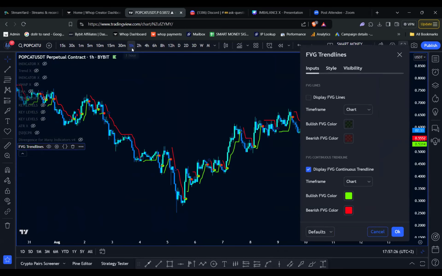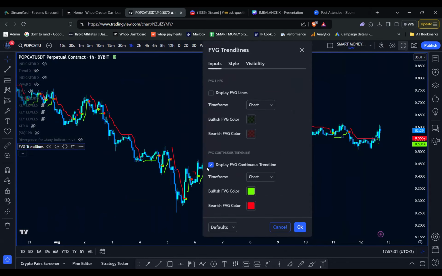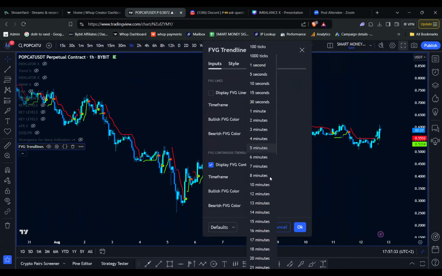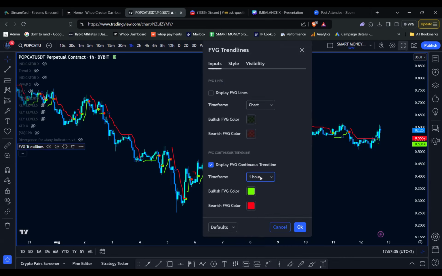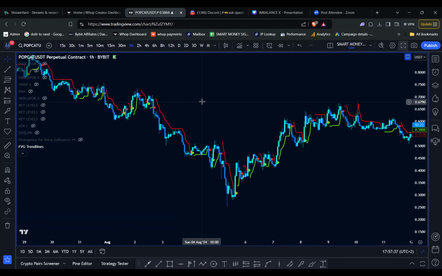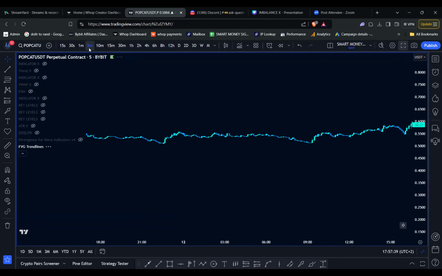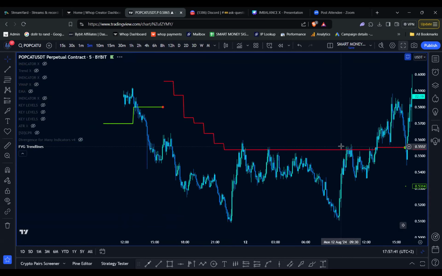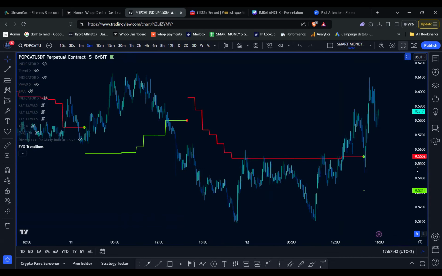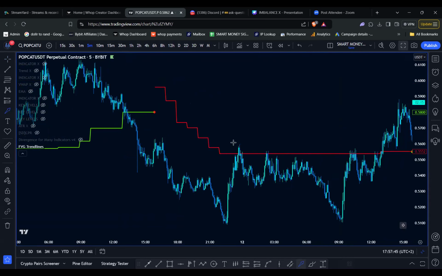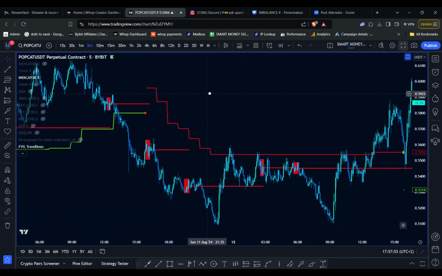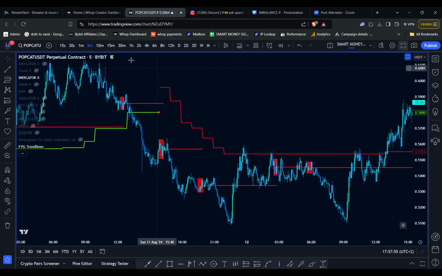So if I'm on the 1 hour, which is my bias, all I'm going to do is come over here into the settings, and where it says time frame chart, I'm going to select the 1 hour time frame. Okay, 1 hour time frame. Then when I go into an entry time frame, whether it's going to be a 5 minute or a 1 minute, it's going to still project the 1 hour round trip fair value gap trend line. So I can still monitor this trend line and I can look for my entries within my lower time frame still.